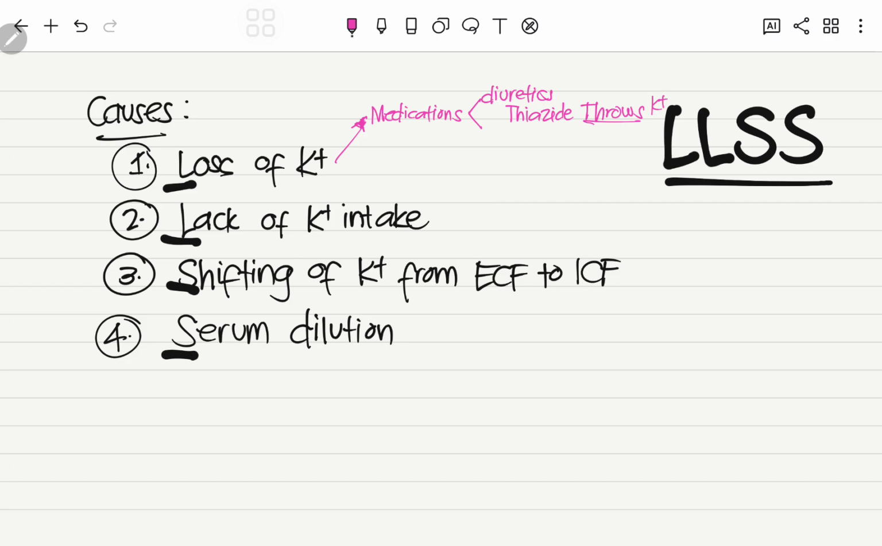So also, another medication na pwede rin maging cause of actual body loss of your potassium could be your corticosteroids. Yung mga steroids po natin, this is an example po of medication that can cause the actual body loss of our potassium.